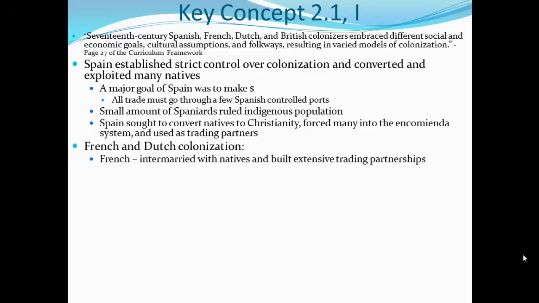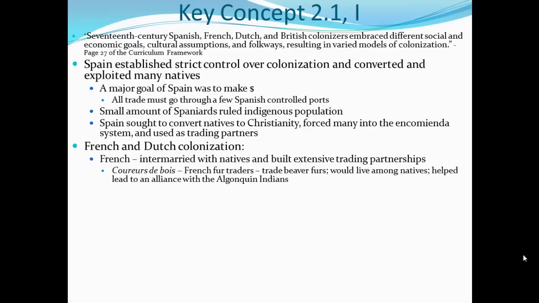Now let's talk about French and Dutch colonization. They were pretty similar. The French intermarried with natives and built extensive trading partnerships throughout what is present-day Canada. The Coureurs de Bois were French fur traders, and they traded beaver furs, and they would live among the natives. They would intermarry, and they developed really good relationships with the natives, so much so that it helped lead to an alliance with the Algonquin Indians.